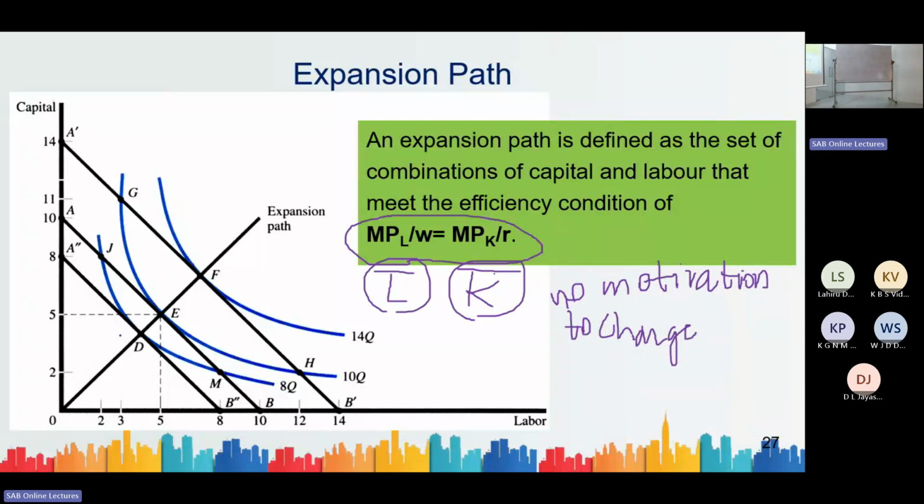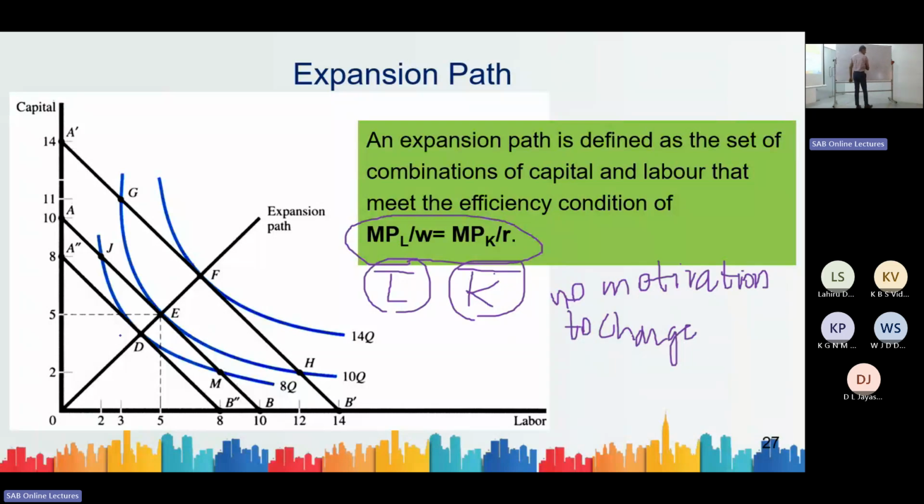Okay. This is about the producer equilibrium for a single level of output. But the firm can expand its output level in the long run. So this is how they expand their production. They are expanding. This may be 100 units, this may be 200 units, 300 units, 400 units, 500 units.